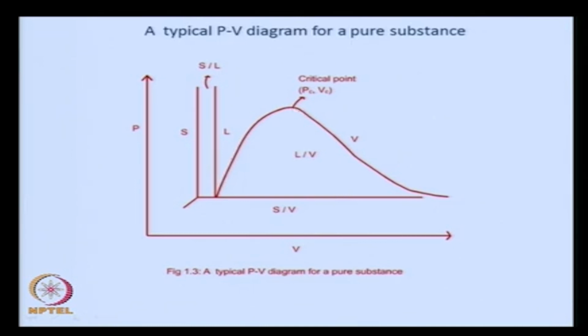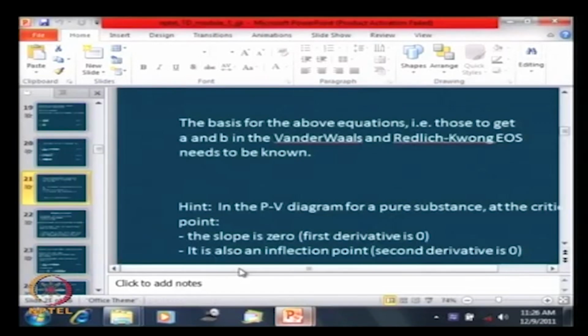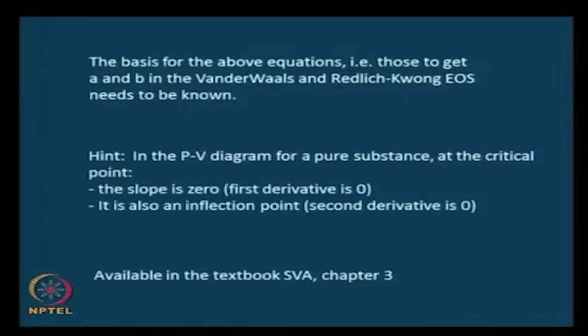Not just that, it is also an inflection point, which means if you look at the derivative, the sign of the derivative also changes at this point, and therefore the second derivative dou squared P by dou V squared also becomes 0. We said we could use these two criteria or these two relationships to calculate the A and B values in terms of the critical constants. And this is actually available in your textbook chapter 3, if you want you can look at that.